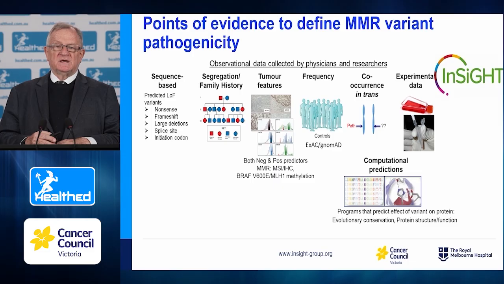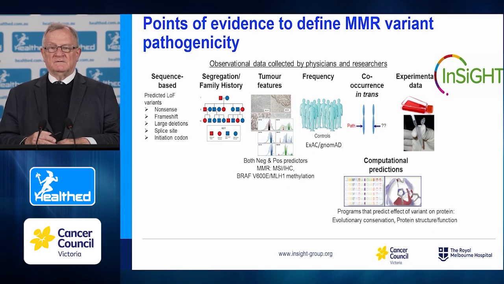We can look also at the association of the tumour features, such as immunohistochemical loss with the variant, and come up with a conclusion. We can see whether that particular variant is very common in the community, and the more common it is in the community, the less likely it is to be damaging. Otherwise, we'd see a whole lot of damaged pedigrees in the community.